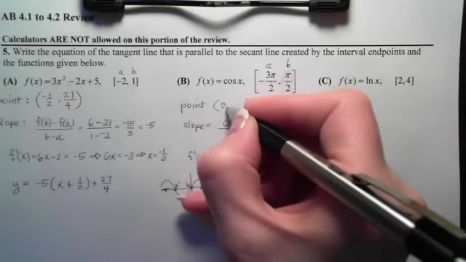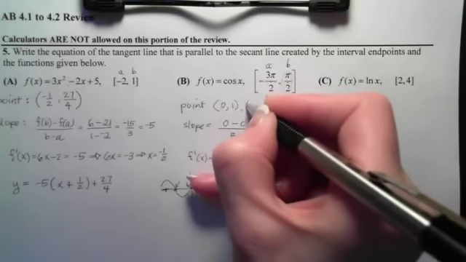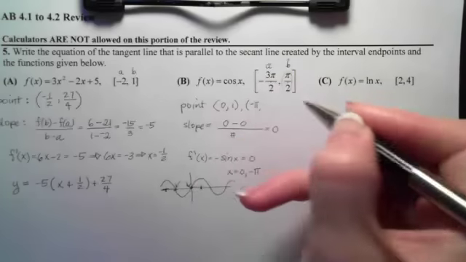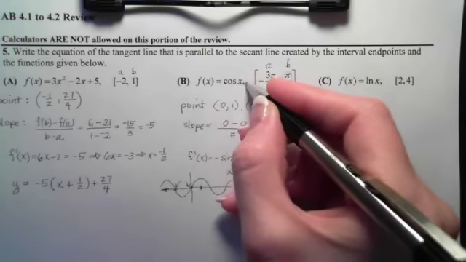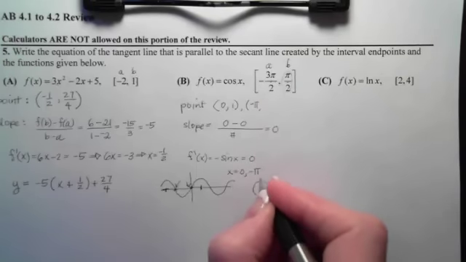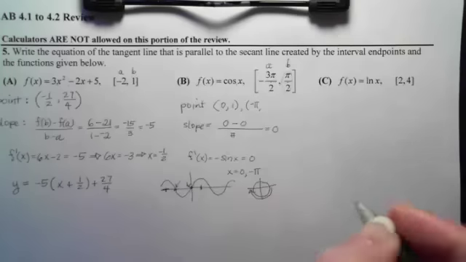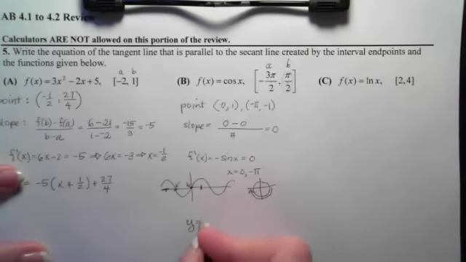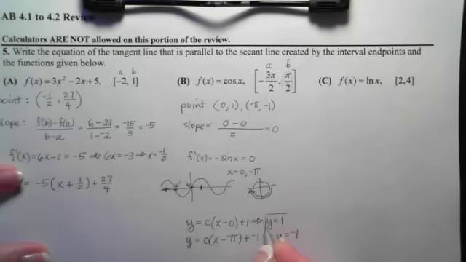I have a point at 0, 1, and I'll have another point at -pi, so now we have to think about what the cosine of -pi is. Well, think your unit circle. At -pi, the cosine is -1. So now I can write the equation of my two lines. The first one is y equals 0 times x minus 0 plus 1, or y equals 1. And my second one is y equals 0 times x minus -pi plus -1, or y equals -1. So I have two tangent lines coming from this problem.